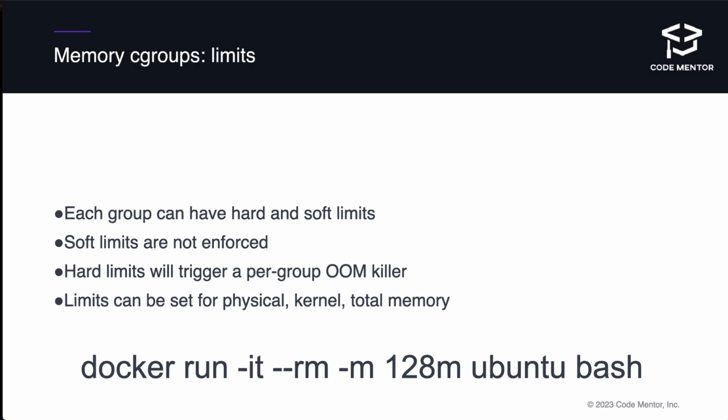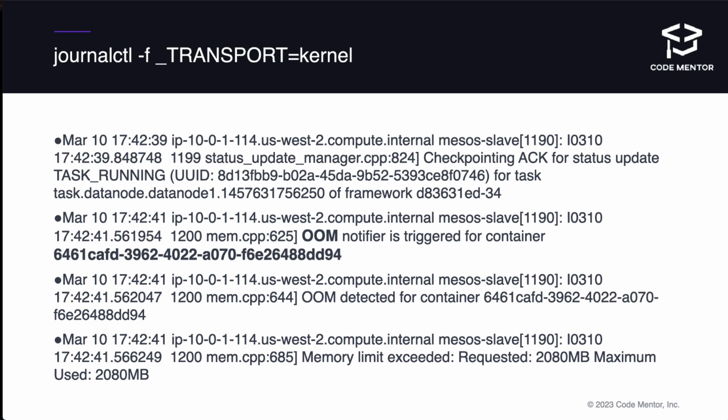So here, in order to demonstrate that, we could say Docker run this image, which is Ubuntu with Bash, with a limit of 128 megs. When we see an out-of-memory situation, if it's not inside of Kubernetes, the way that you would evaluate that is actually at the operating system level, the host level.